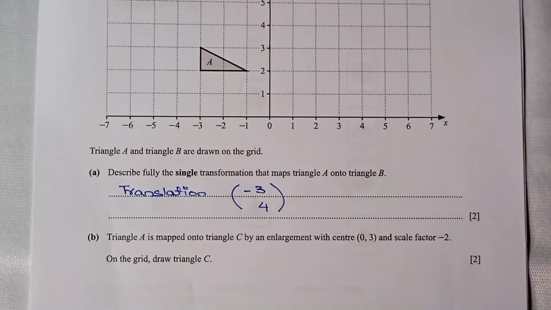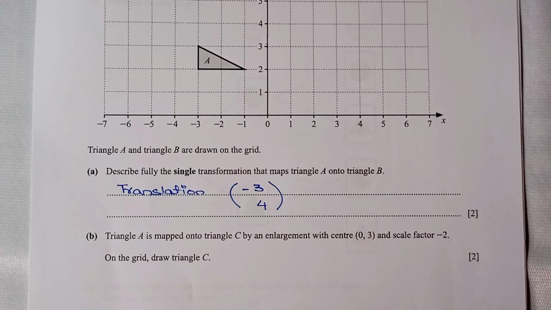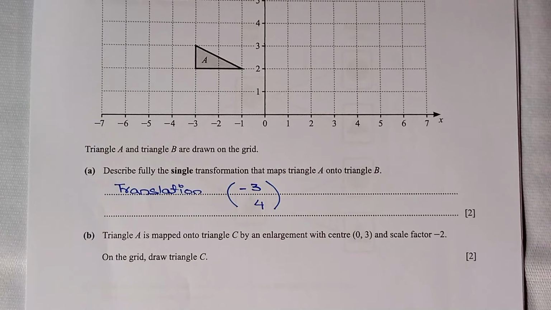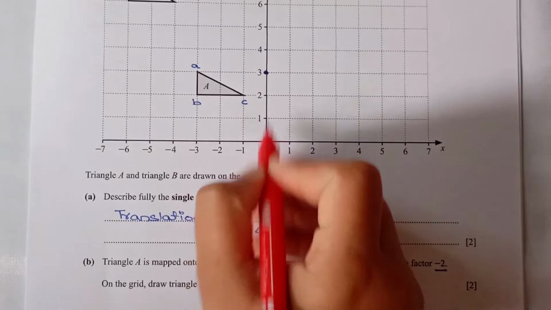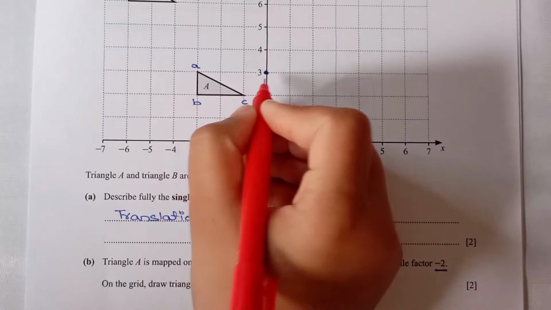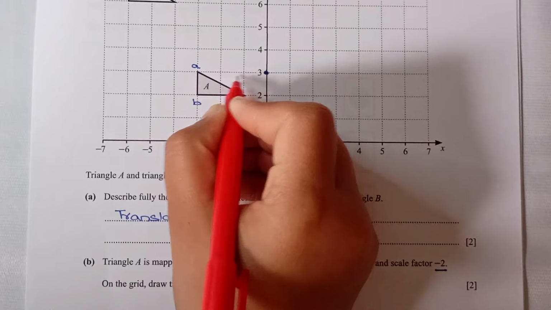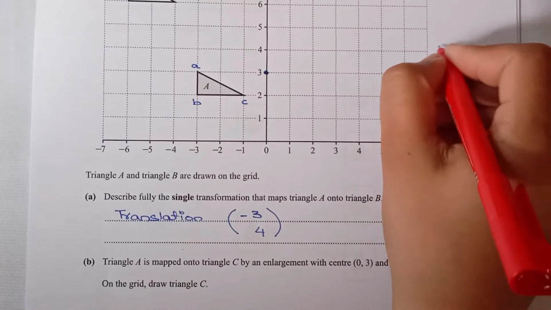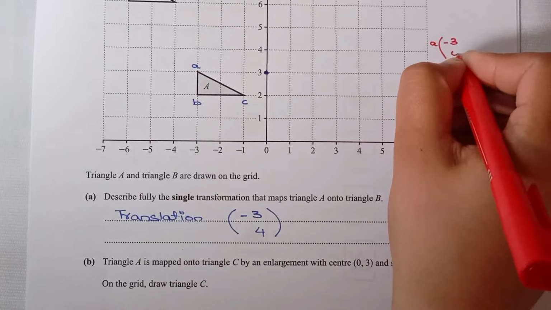Negative 3 and 4. Now for the B part, triangle A is mapped onto triangle C by an enlargement with the center 0, 3 and a scale factor of -2 on the grid. Draw triangle C. So we have a center 0, 3, and let me find the coordinates for A. This would be 1, 2 and 3. So 3 units to the left. So the value for A would be -3 and 0.